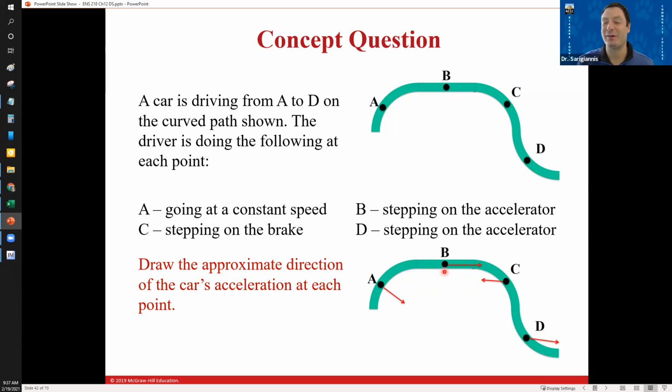B, stepping on the accelerator, right? It's in a straightaway. I think this was fairly straightforward.